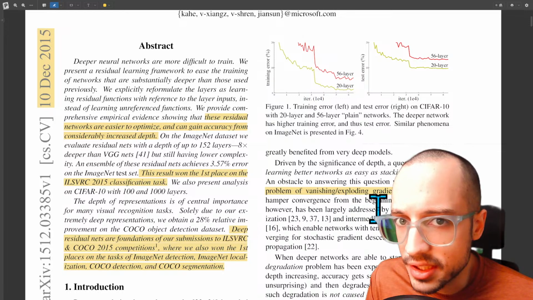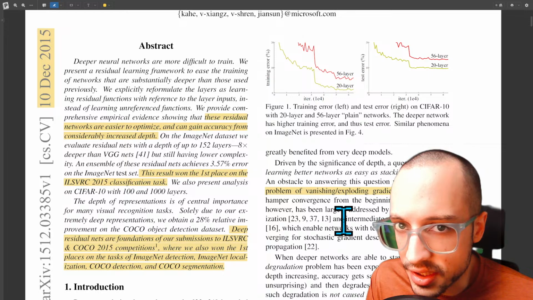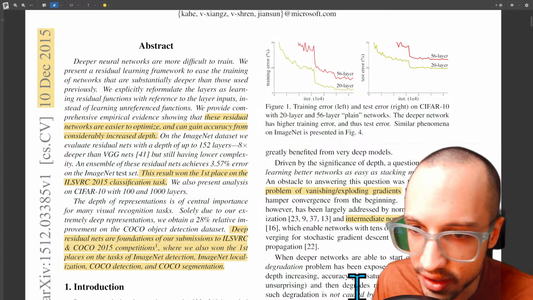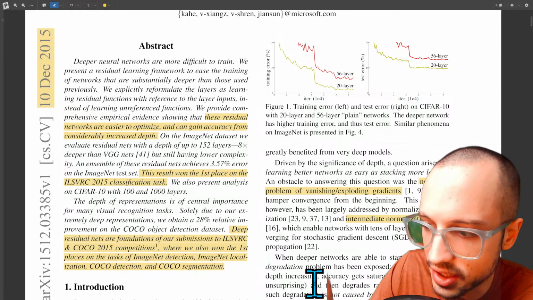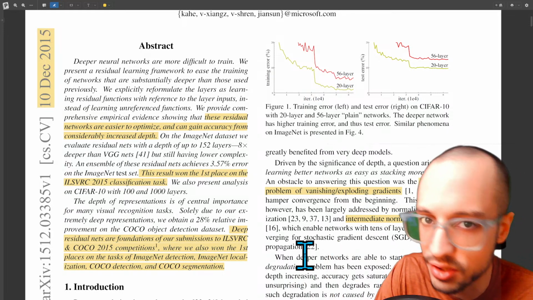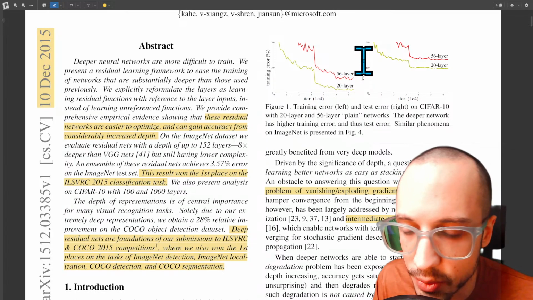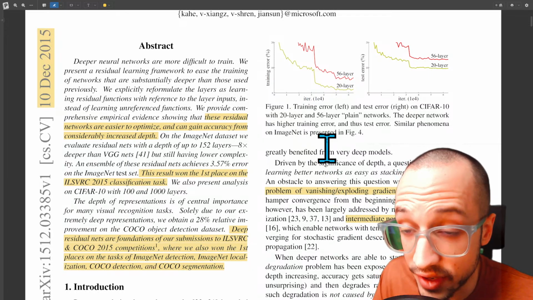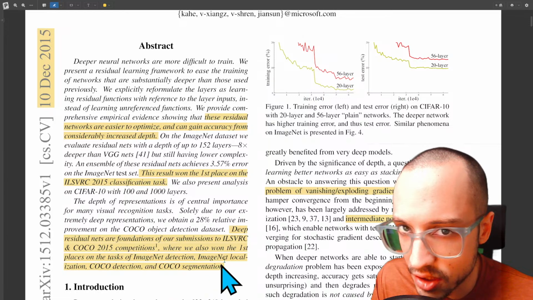This problem has largely been addressed by normalized initialization and intermediate normalization layers. Intermediate normalization here basically means that in between each layer you're normalizing, so that you're bringing everything back so that it's nice and evenly distributed between -1 and 1 or 0 and 1 or whatever you want. So that prevents very tiny numbers or very big numbers here. Exploding gradients is also a problem, but not as much as vanishing gradients, IMO.